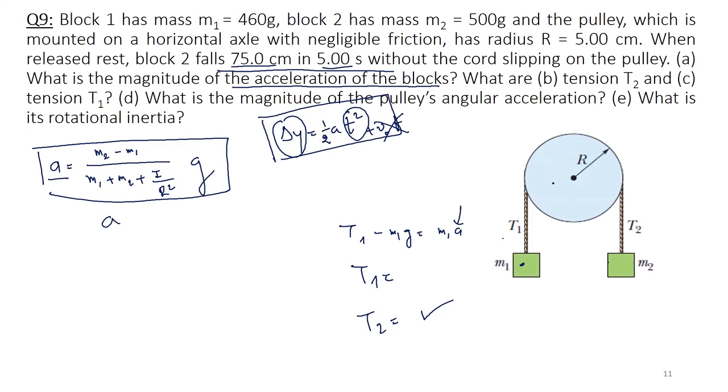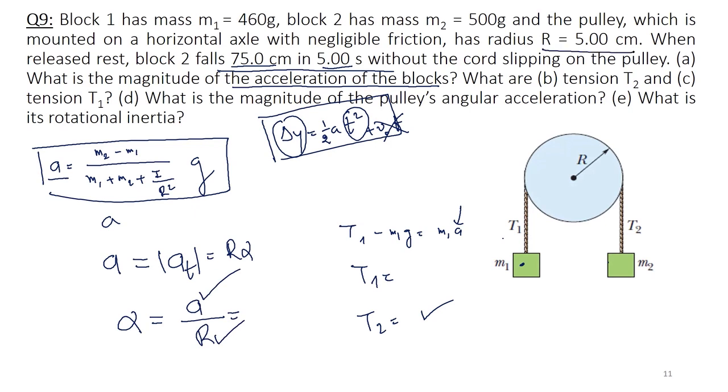Once I get the tension, I ask you what is the magnitude of the pulley angular acceleration? Well, in reality, the pulley is rotating in the negative direction, but that's why I'm saying magnitude. The acceleration of the block is equal in magnitude to the tangential acceleration, which is r alpha. So the angular acceleration, alpha, is just the magnitude of the linear acceleration of the block divided by r.